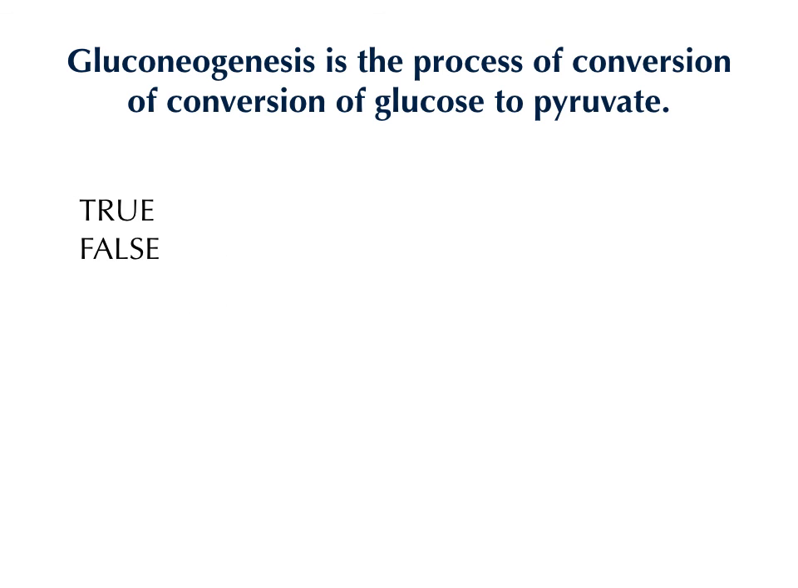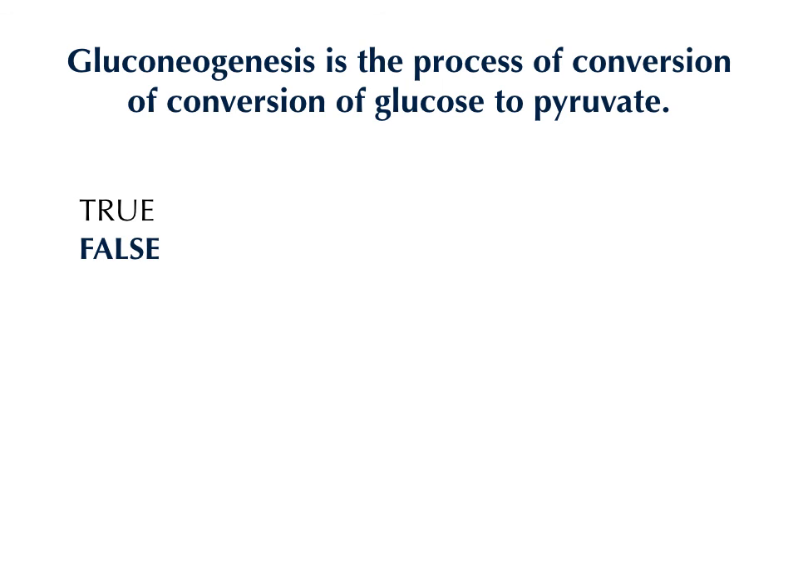Okay, gluconeogenesis is the process of conversion of glucose to pyruvate. See, there's another typo there. Sorry about that too. So gluconeogenesis is the process of conversion of glucose to pyruvate. And this is false, okay? This is false because it is the opposite of that. Gluconeogenesis is the conversion of pyruvate to glucose.